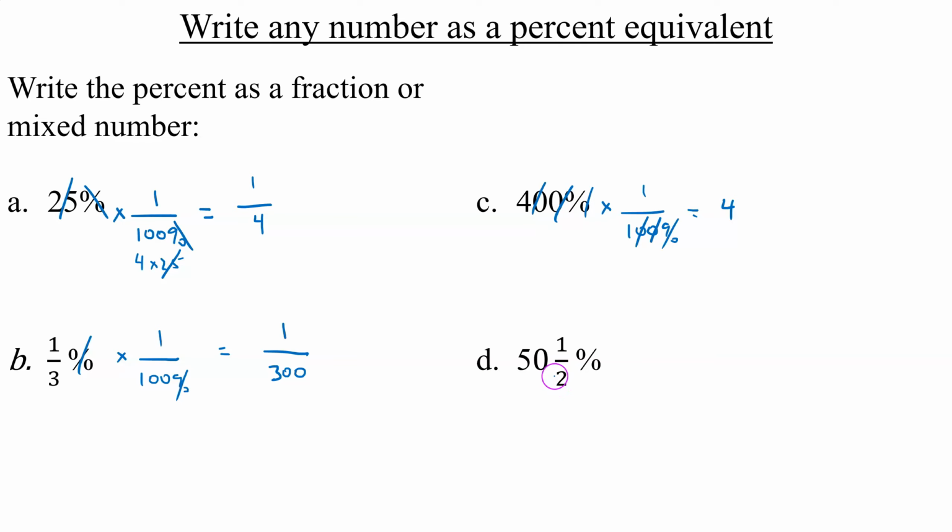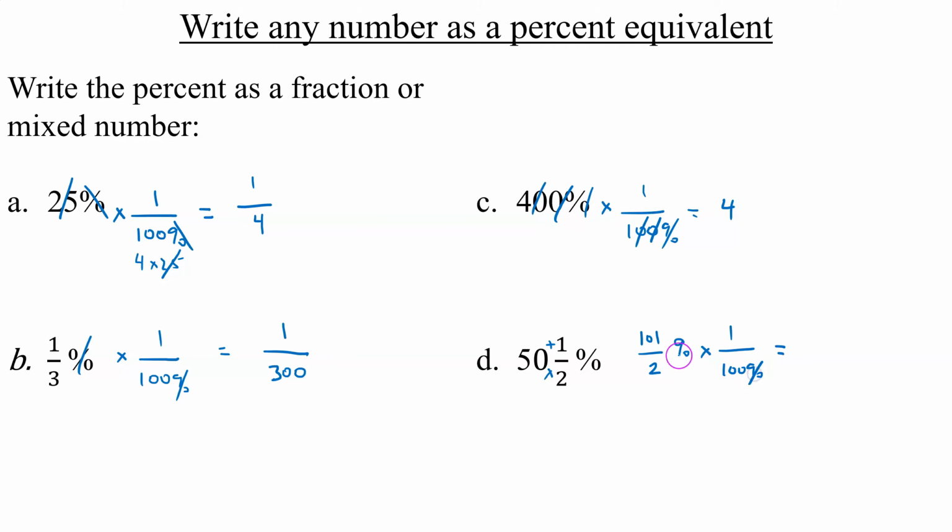Okay, last one. Since we want our answers as fractions or mixed numbers, I'm going to convert this into an improper fraction. So 50 times 2 is 100, plus 1 is 101, divided by 2. And that's a percentage. Then we're going to divide by 100%.